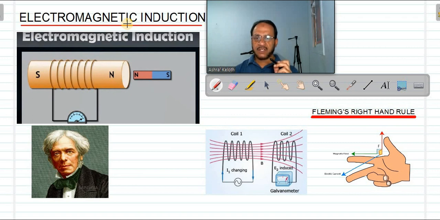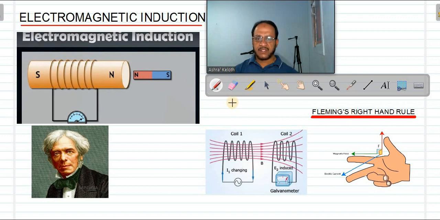That was the discussion in the previous part, and also in the last part we have seen that when a current flows through a conductor placed in a magnetic field, it experiences a force, and the direction of the force is given by Fleming's left-hand rule. Okay, now we are going to the second part of the lesson, that is electromagnetic induction.